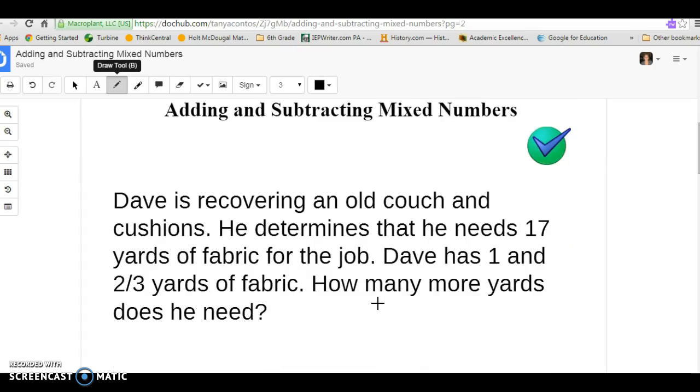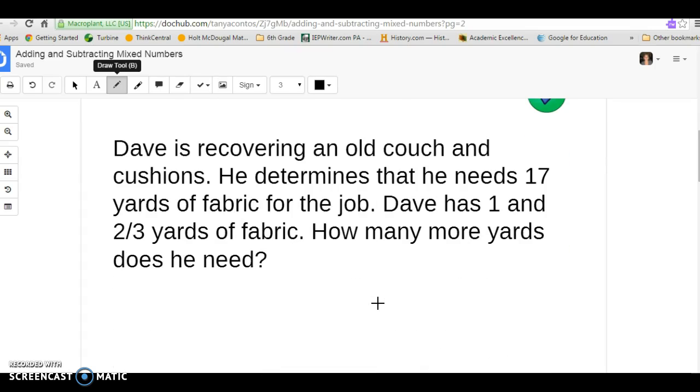Let's do one where we actually have a whole number. Let's take a look at this word problem. Dave is recovering an old couch and cushions. He determines that he needs 17 yards of fabric for the job. Dave has 1 2/3 yards of fabric. How many more yards does he need?